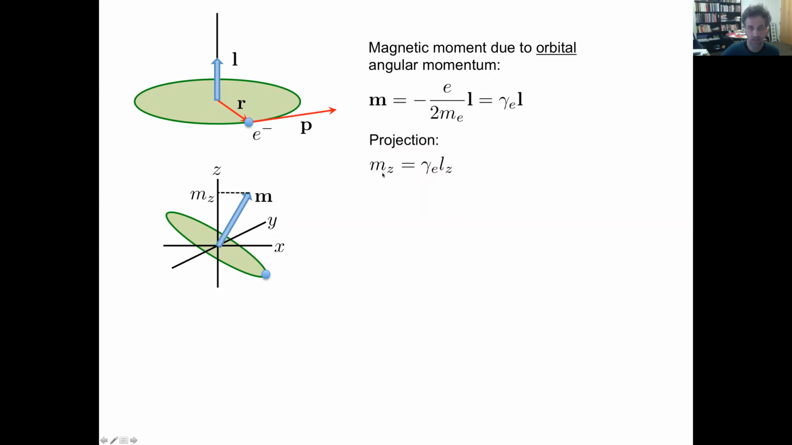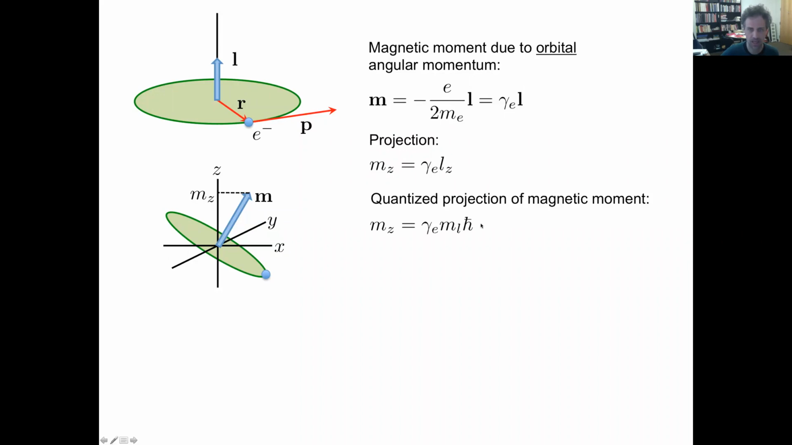So in classical terms, again, this is a classical formula. The projection of the magnetic moment onto the z-axis is proportional to the projection of the orbital angular momentum on the z-axis times the same gamma e. Okay, so this is the same prefactor that relates the magnitude and direction of the magnetic moment and orbital angular momentum, as well as their projections.